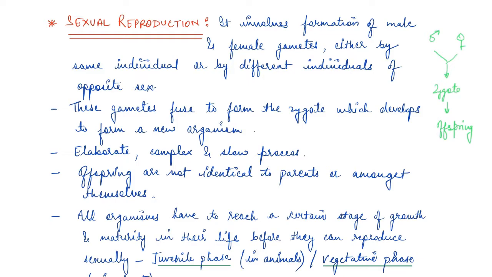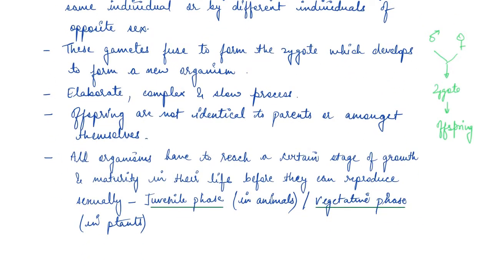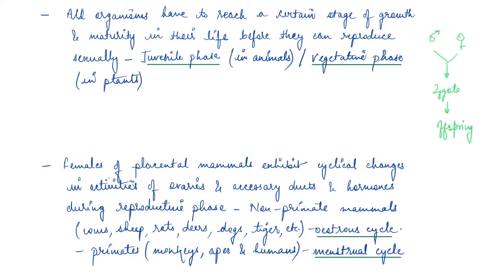But in the case of sexual reproduction, since there are two different organisms involved, and they both are different in their genetic makeup, the offspring that they produce are not identical to the parent or amongst themselves. Now, in order to reach that level of growth and maturity so that you can reproduce sexually, you take a particular period of growth, basically, right? All organisms have to reach a certain stage of growth and maturity in their life before they can reproduce sexually. And this phase, when they mature, is known as the juvenile phase in case of animals and vegetative phase in case of plants.